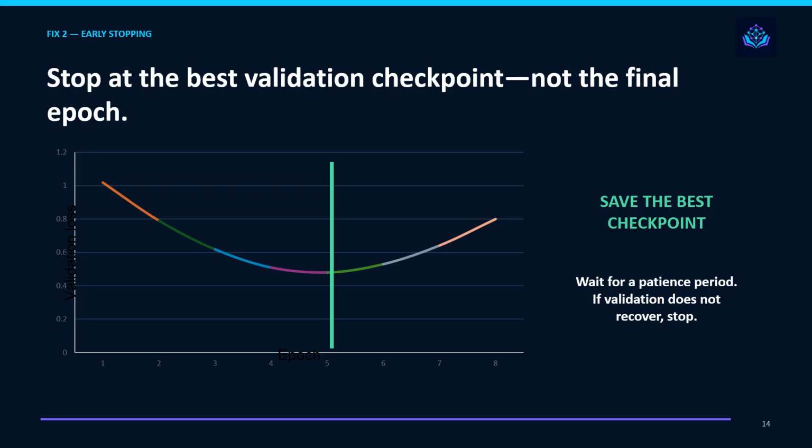Fix 2 is early stopping. Save the model whenever validation performance improves. When validation stops improving for several rounds, stop training and return to the best saved checkpoint.